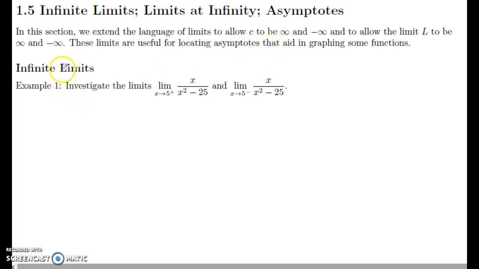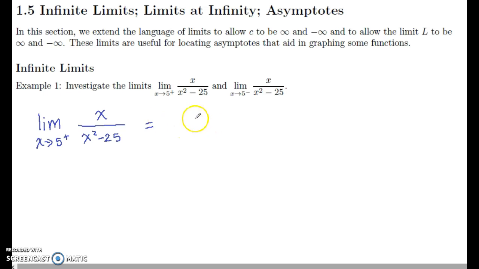Let's take a look at example number 1. We want to investigate these two limits. So this is the right limit as x approaches 5 from above. Okay, from the right, meaning x is a little bit bigger than 5, x over x squared minus 25.